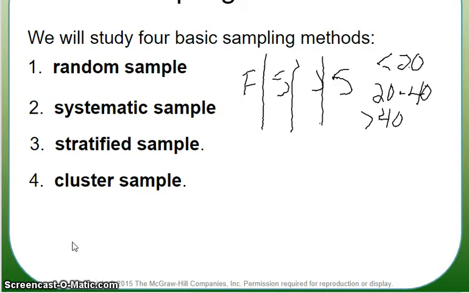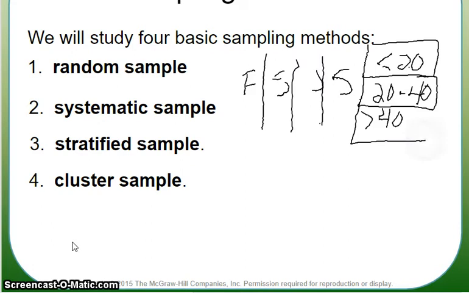So we stratify it first, and then I would pick a random sample out of those people that are less than 20. I would pull a random sample out of the ones that are between 20 and 40, and I'd pull a random sample out of the ones that are 40 and older. So that's stratified sample. You stratify first, and then you pull a random sample.